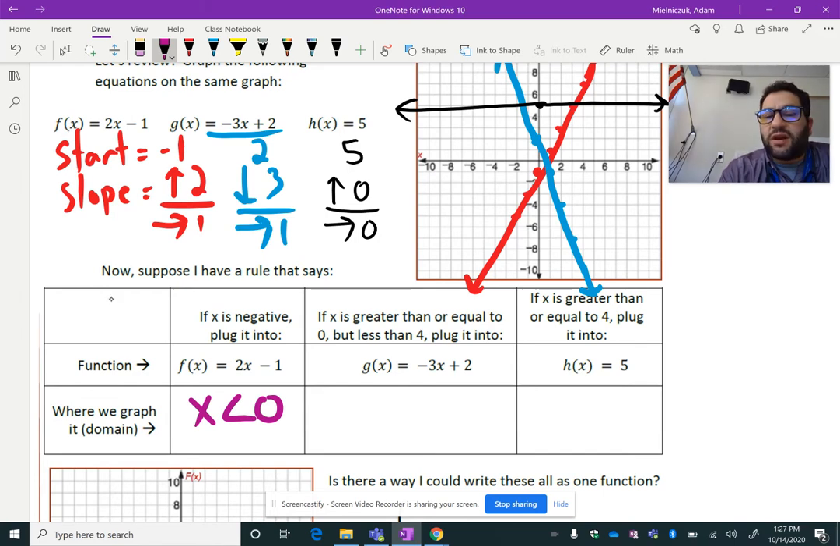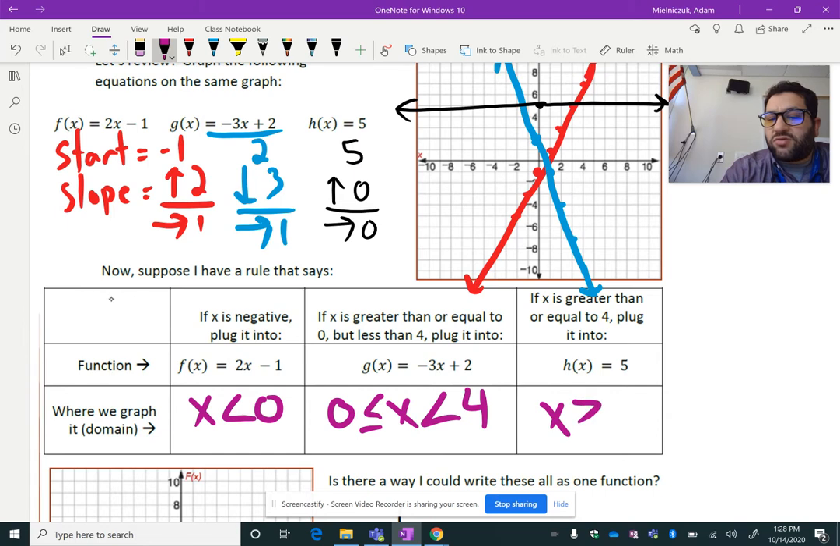If x is greater than or equal to 0, but less than 4, we're going to use the equation -3x plus 2. So where do we graph that on our domain? We know that it has to be greater than or equal to 0, but less than 4. Then it says if x is greater than or equal to 4, plug it into h of x equals 5. So when are we going to use that? We're going to use that when x is greater than or equal to 4.